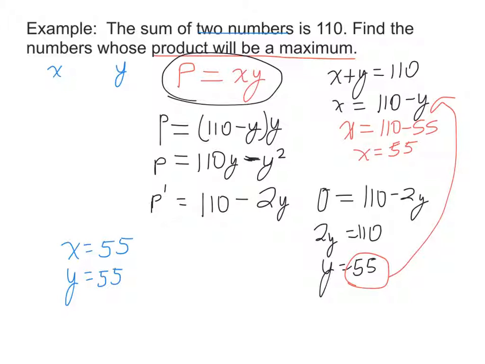Let's make sure we answered the question. It says find the numbers. So we did that. We found our numbers. If it had asked me to find what the product was that was a maximum, then I'd have to go ahead and multiply those to find the product. In this case, it's just asking to find the numbers, so we did that. There you go. Found a maximum.